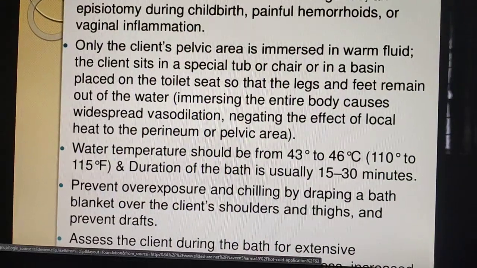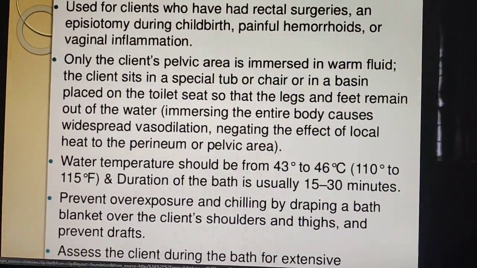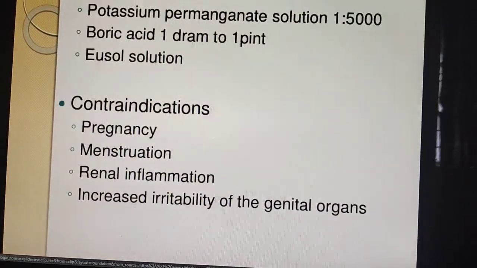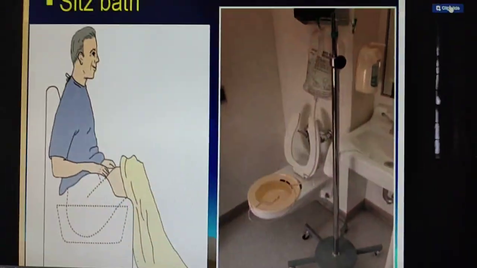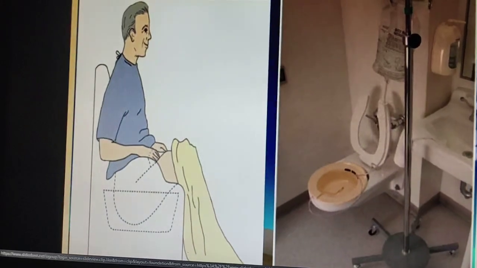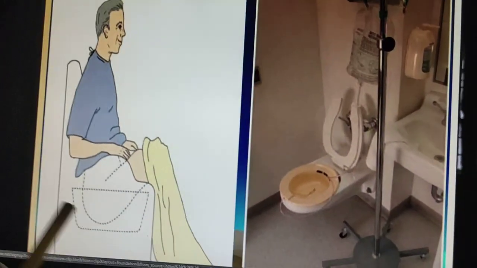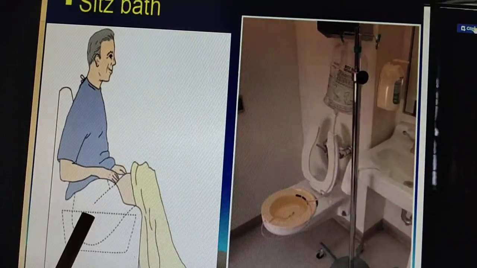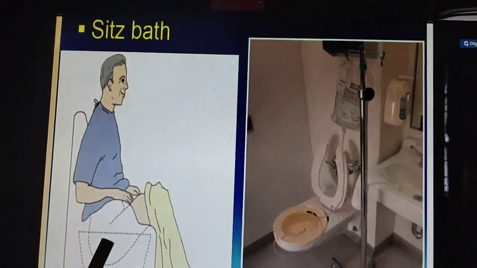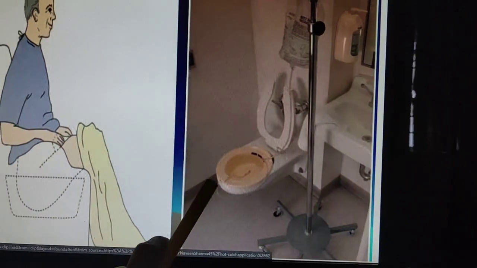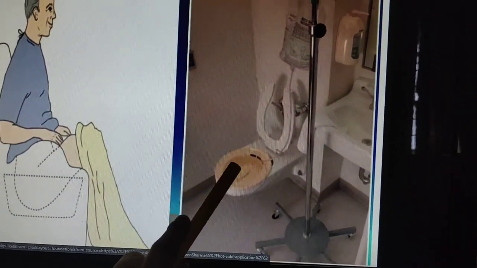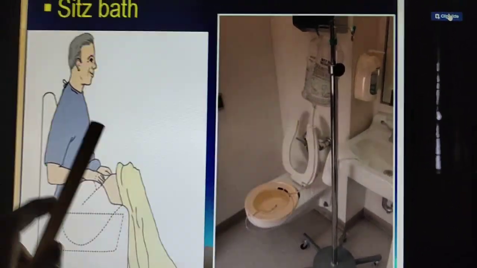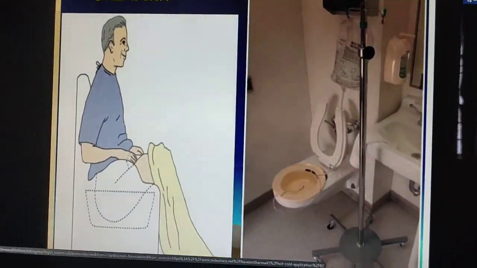The client's pelvic area is immersed in the warm fluid. The client sits in a specific tub. I will show you. See, this is what we call a sitz bath. The patient is sitting in the tub, for any rectal surgeries, hemorrhoids, fistula. For the commode only we can keep this tub, with warm water in it. I will tell you the temperature and all. This is what we call a sitz bath.